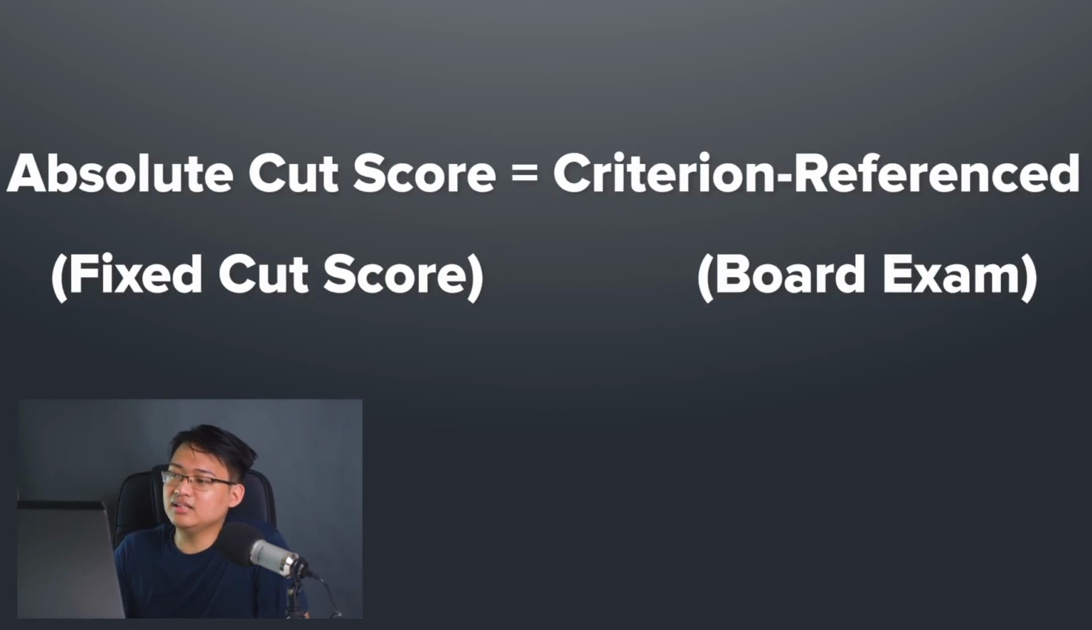Absolute cut score naman is yung board exam. Kasi criterion reference siya. Usually sa criterion reference, it's an absolute cut score. 75 ka on average, okay, pasado ka. Right? Hindi ka 75 on average, mas mababa ka, pagsak ka.